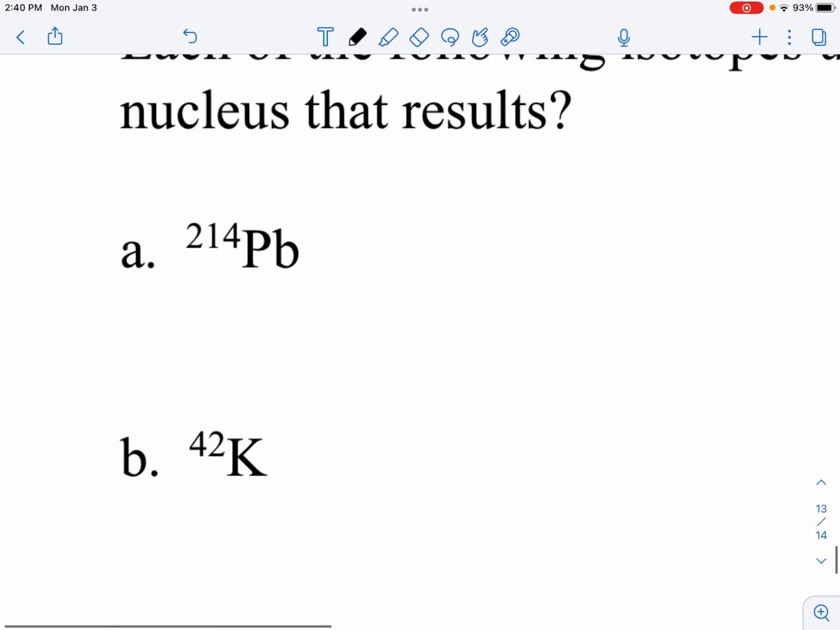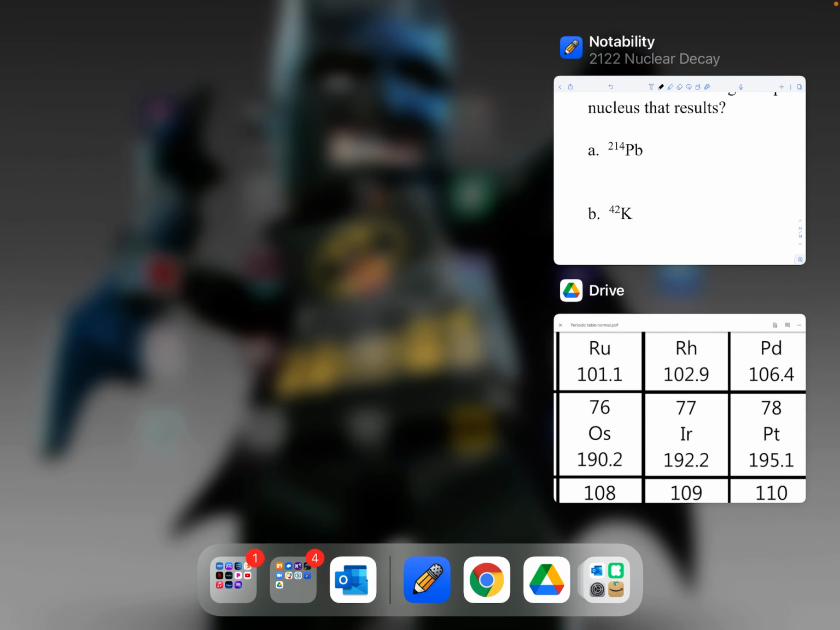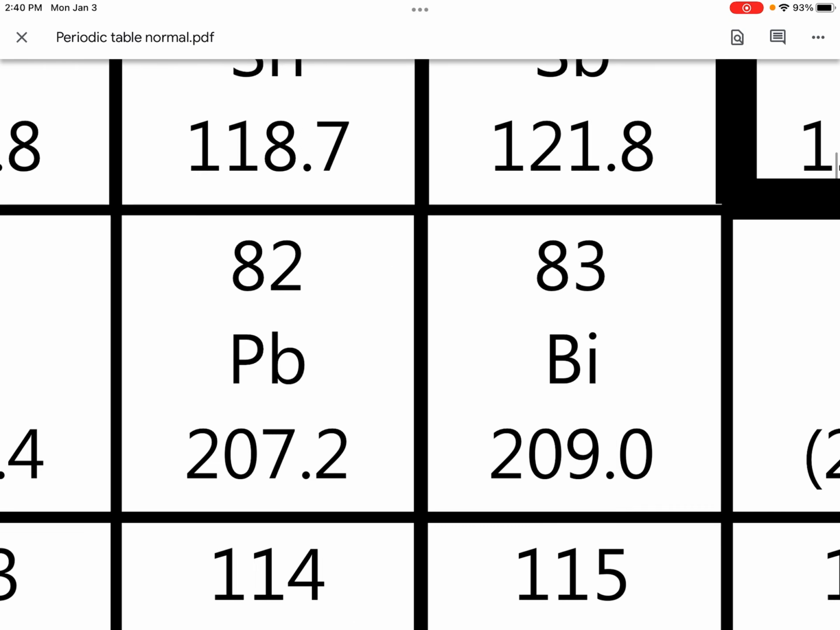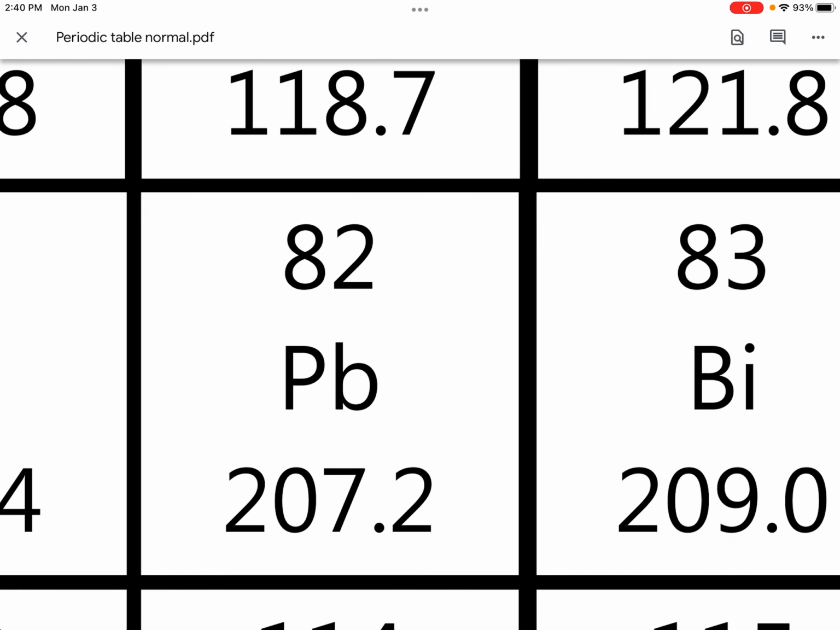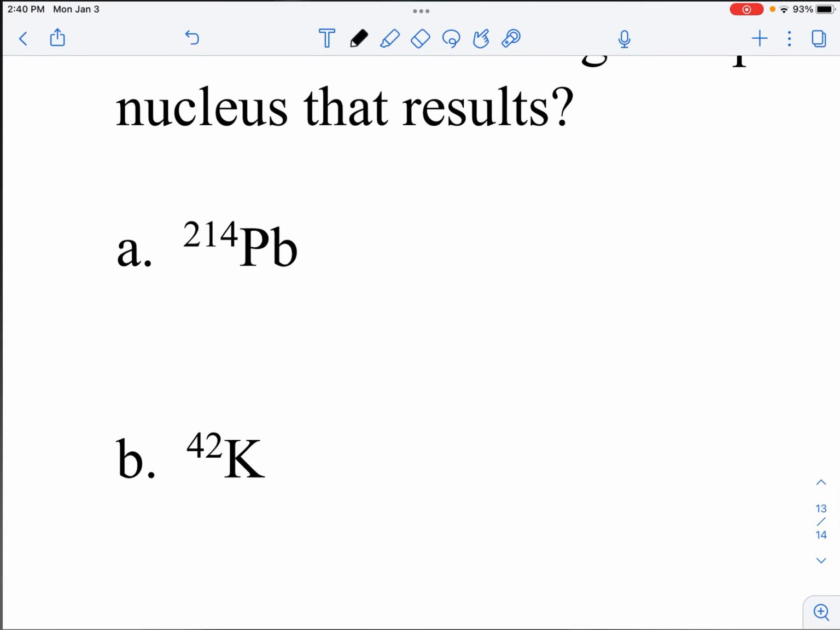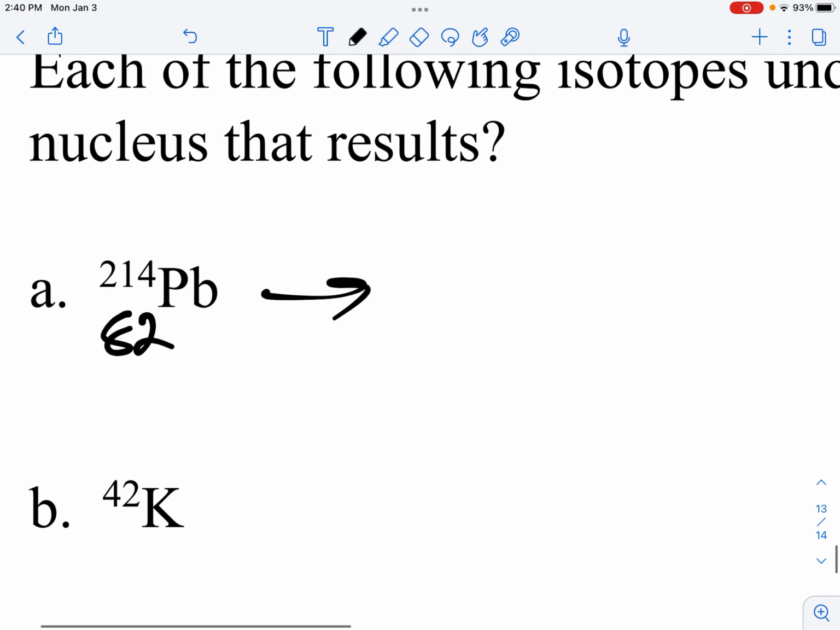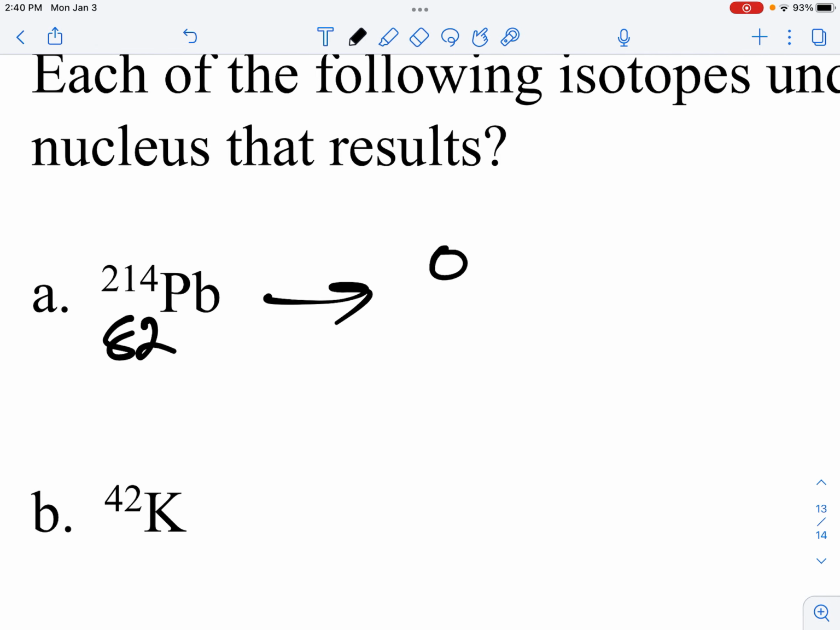All right, so here we go. I've got lead 214. So I'm missing the number for lead. I just have to look it up. Lead is number 82. So I'm going to have 82 down here. And this is now beta, so we're going to do the beta particle. If you remember, a beta particle is 0, -1, and e.